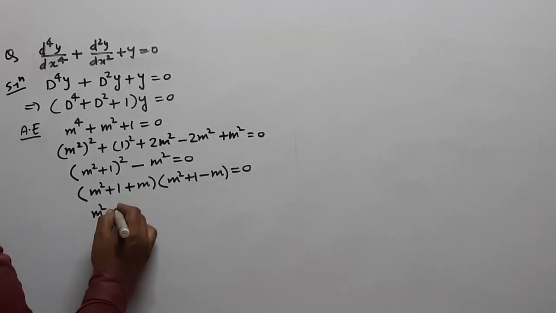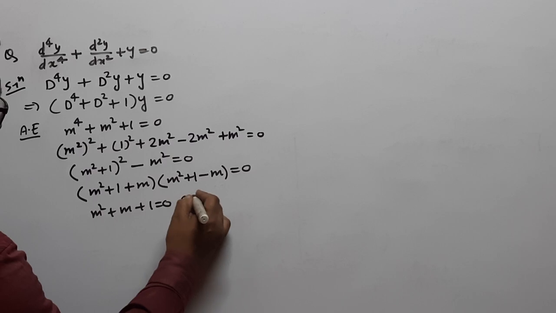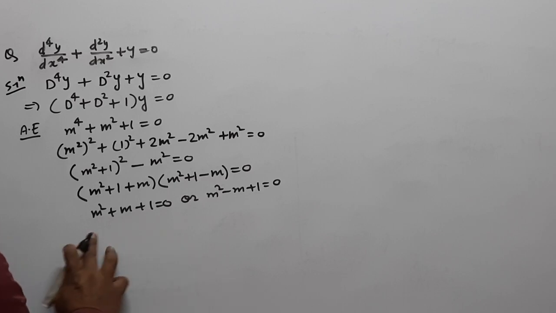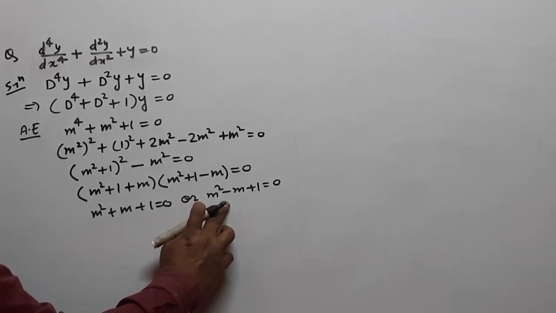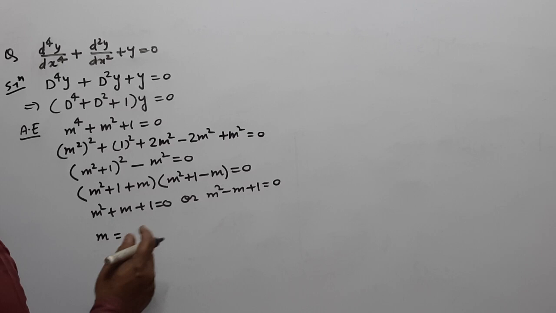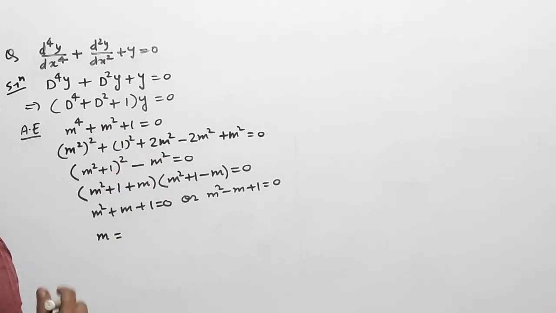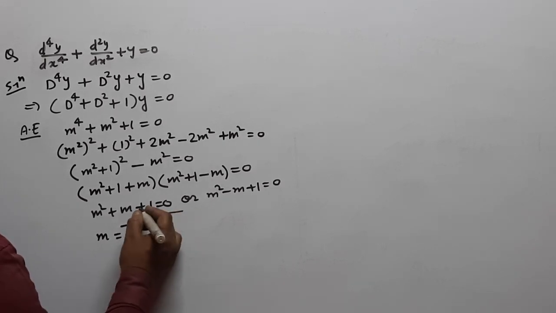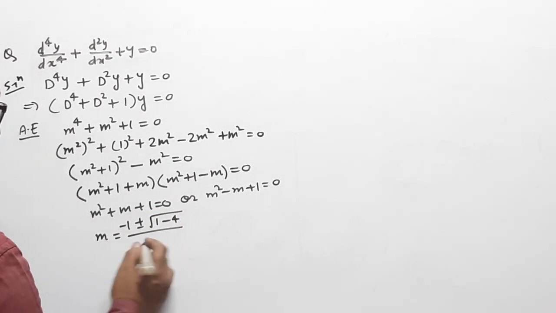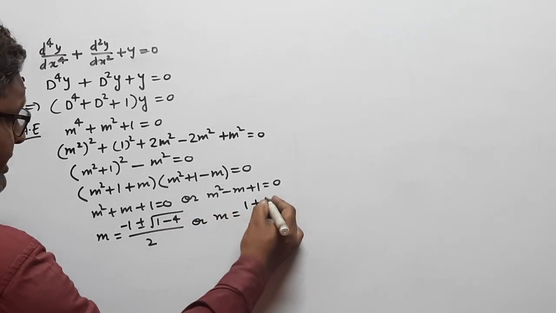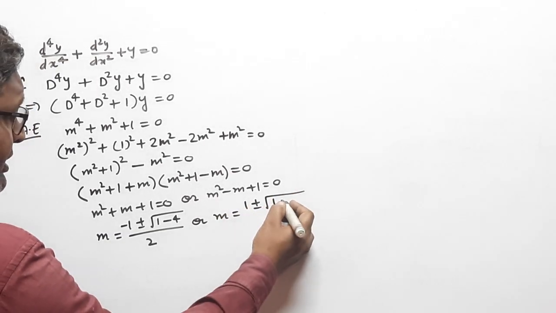Now we take m² + m + 1 = 0 or m² − m + 1 = 0. Here this is a quadratic equation, and this is also a quadratic equation. We get 2 roots from this equation and 2 roots from this equation. So solving these by the Sridharacharya formula, we get the roots of the auxiliary equation. Here m equals minus 1 plus minus under root b² minus 4ac upon 2a, and similarly here m equals 1 plus minus under root b² minus 4ac upon 2a.